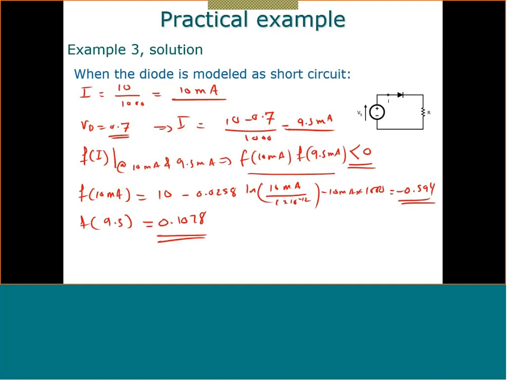And this problem has only one solution, because V_D cannot be multiple voltages. It has to be only one voltage. So I know that my root is between these two.